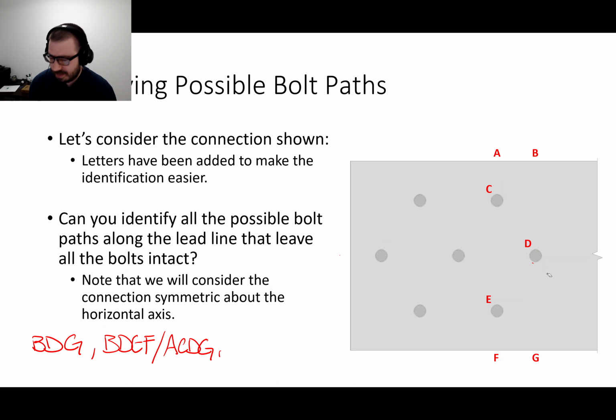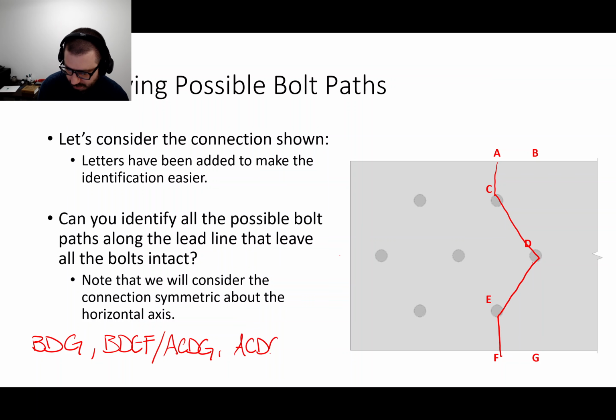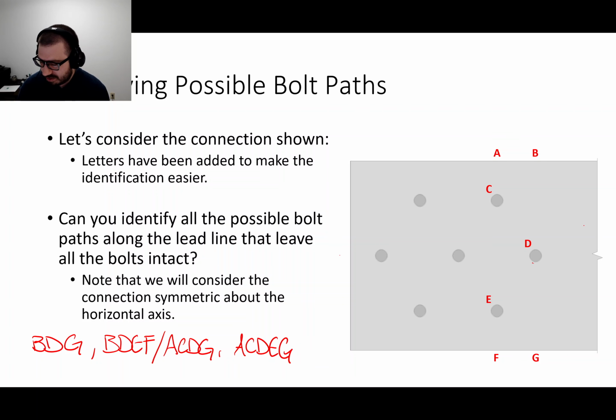Now the other potential failure path is A, C, D, E, G. How am I picking these paths? First off, I'm only going through paths that consider the lead line of bolts. How do I know the lead line? I'm paying attention to this brake line right here. Remember, the brake line is where the main body of the member is. Whenever you see a brake line, think of the person with the flashlight shining toward the connection. What bolts are they going to see? They're going to see that one, and that one.